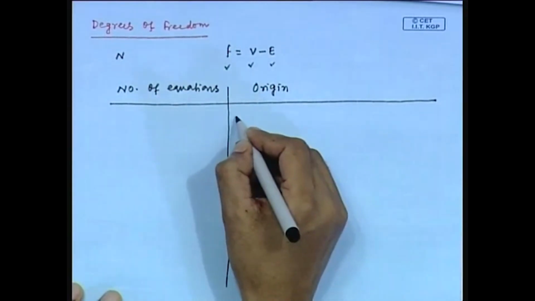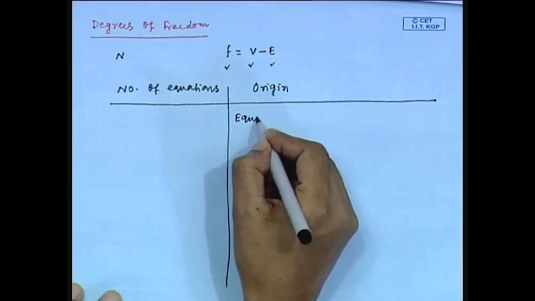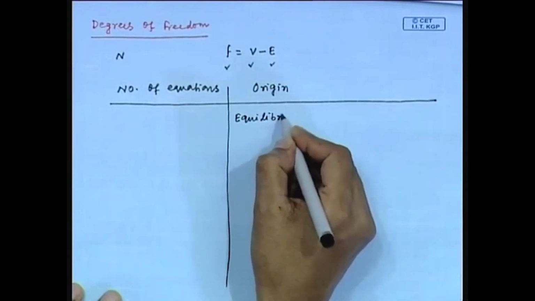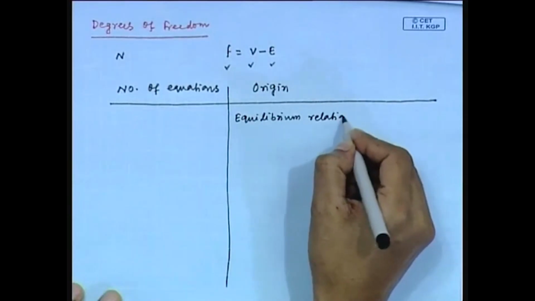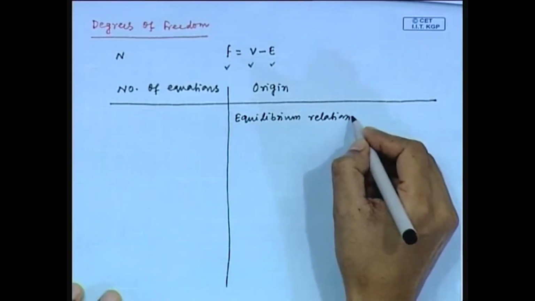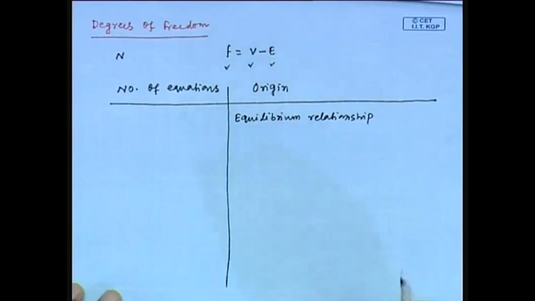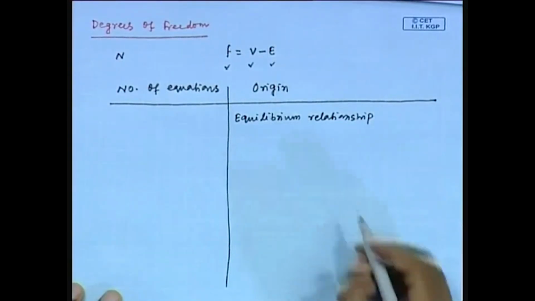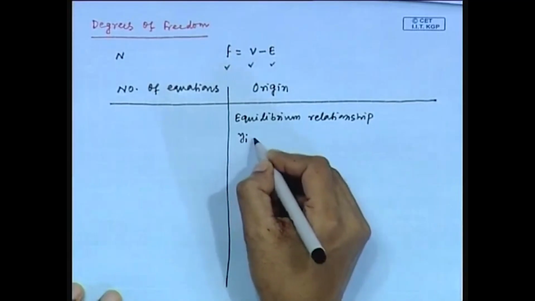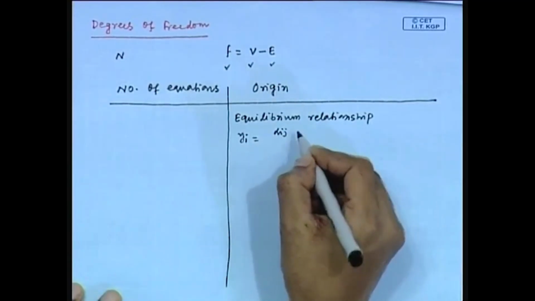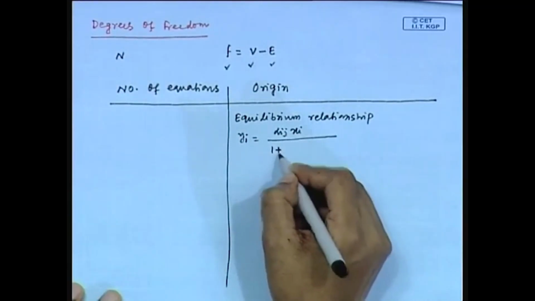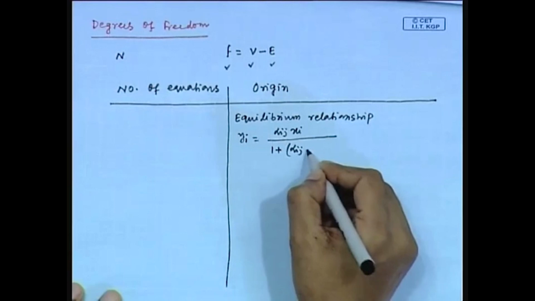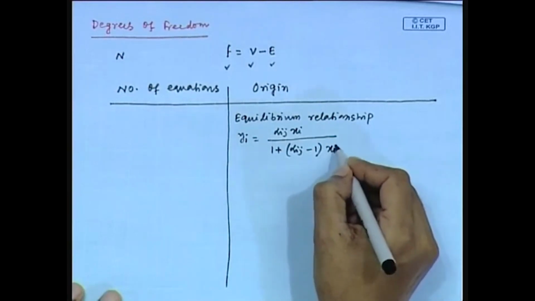So, first one is the equilibrium relationship. What is the equilibrium relationship we have considered for the example column? That is yi equals alpha ij xi divided by 1 plus alpha ij minus 1 into xi.